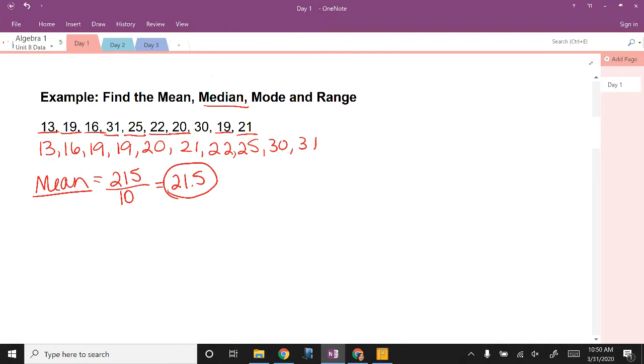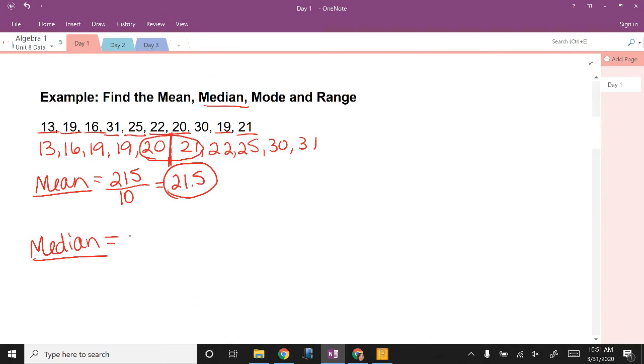Now, median is the number in the middle. Well, since I have 10 numbers, I should have 2 numbers in the middle. So when you have an even amount of data, since we have 10 numbers, you're going to have 2 numbers in the middle. So my 2 numbers in the middle looks like they are 20 and 21. Okay, because I have 4 numbers to the left of 20 and 4 numbers to the right of 21. So my median is between 20 and 21.